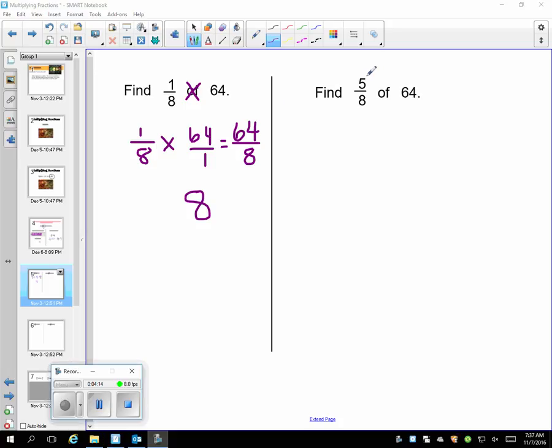Okay, take some time to write this next one down. 5/8 of 64. And let's write it as a multiplication problem. 5/8 times 64. Write that as a fraction over 1. And then I'm simply going to multiply straight across. Well, 5 times 64 is going to take me some time to compute. So I'm going to write that as a multiplication problem down here.